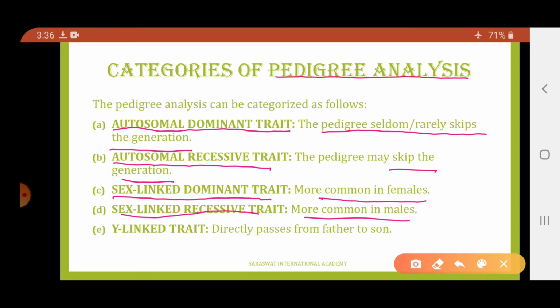But students, males have only one X chromosome and its counterpart is the Y chromosome. The genes present on the X and Y chromosomes are different. So if the X chromosome is affected and its counterpart is not an X chromosome but the Y chromosome, males will of course show the disease. And a Y linked trait directly passes from father to son. Genes are located on the Y chromosome, and since there is a single Y chromosome, they will always pass from father to son.